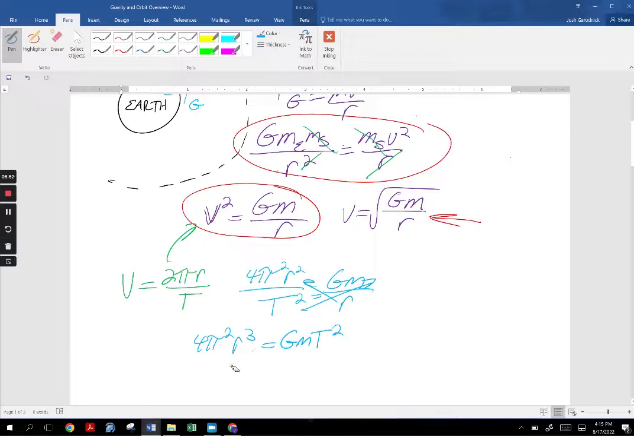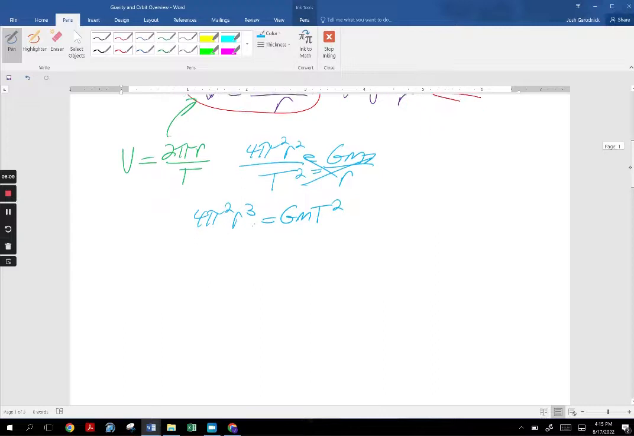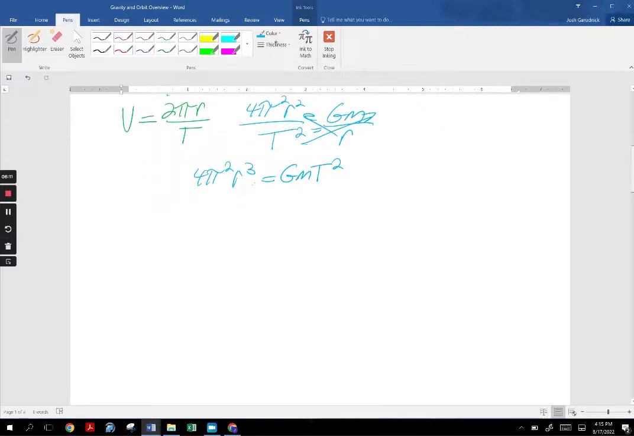You should be aware of the r cubed to t squared relationship. That does come up often in our class, but other than that, don't try to memorize this. This is just algebra. I just substituted something in and I can keep going from here, but we're not going to. I do want to bring up one last thing, and then this video is done.